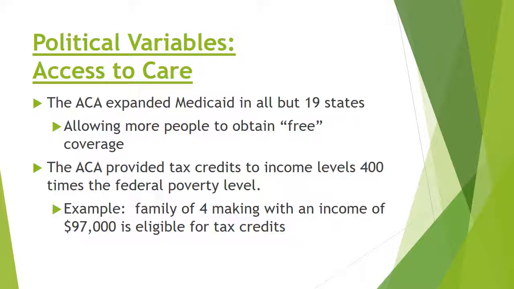The access to care part of the political debate led to the expansion of Medicaid in all but 19 states. This allows for more people to enroll in Medicaid. The expansion also provided tax credits for consumers up to 400% of the poverty level to help pay for the premiums for the insurance. One example is a family of four making $97,000 a year is now eligible for a tax credit to offset the fees.